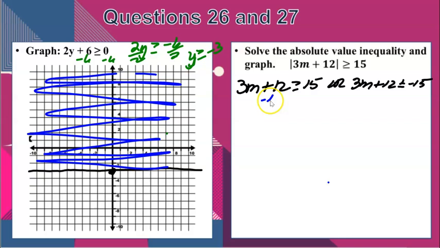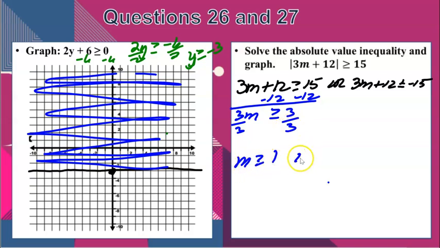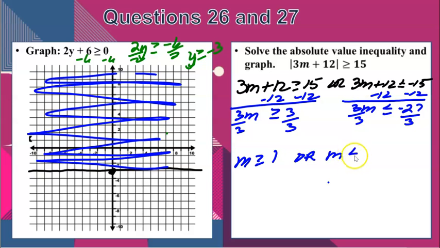So now I solve for m by subtracting 12, and now I have 3m is greater than or equal to 3. Divide by 3. I now have m is greater than or equal to 1, or on this side I'm going to subtract 12, and now I have 3m is less than or equal to a negative 27. Divide by 3. I have m can be less than or equal to a negative 9.